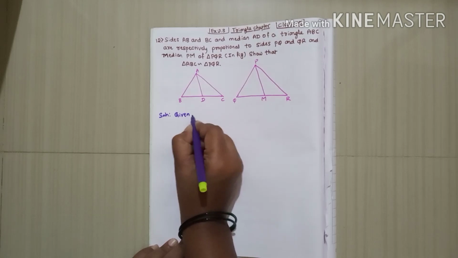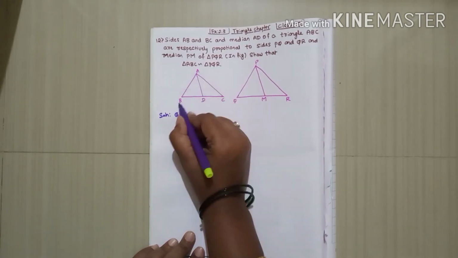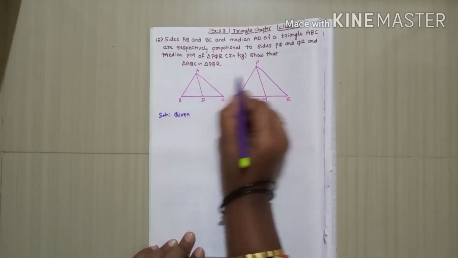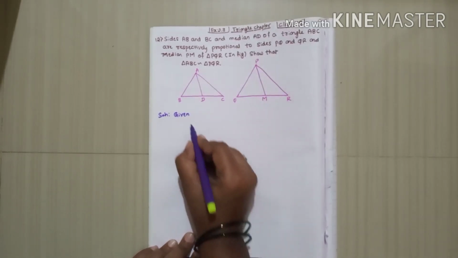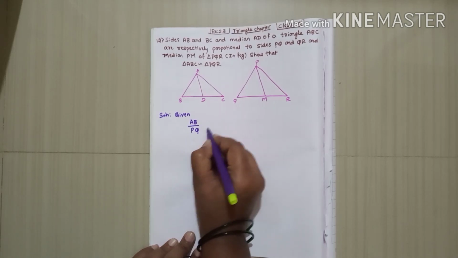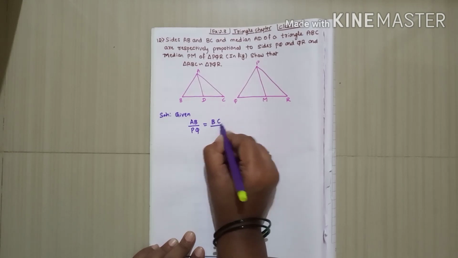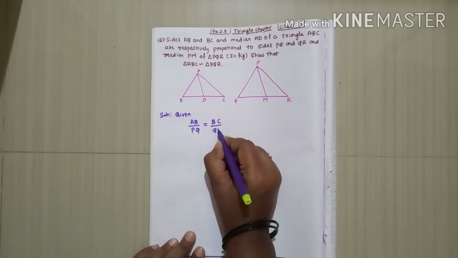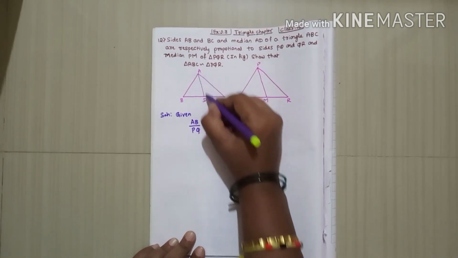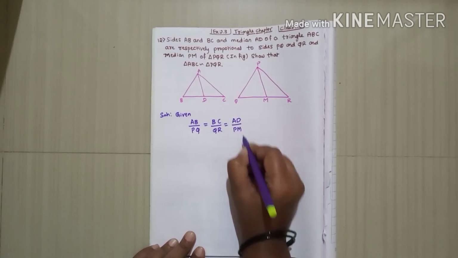Given that the sides are proportional, we can write them in ratio form. AB and PQ are corresponding sides, so AB divided by PQ is equal to BC by QR, and BC corresponds to QR, which is equal to AD by PM. This one they have given.